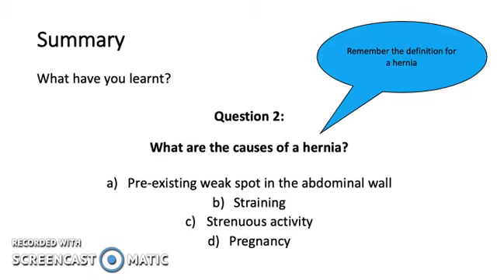What are the causes of a hernia? Pre-existing weak spot in the abdominal wall, straining, strenuous activity, or pregnancy. Remember, what is the definition of a hernia? They are all possible causes of a hernia.